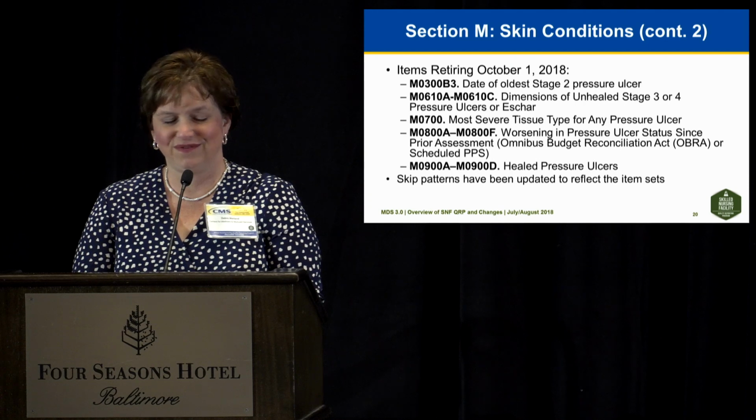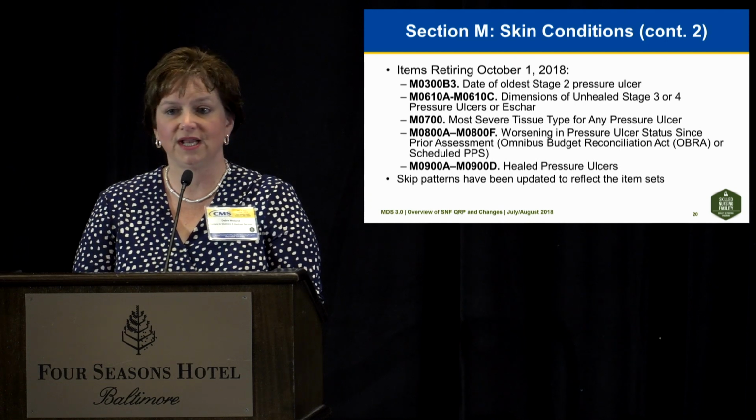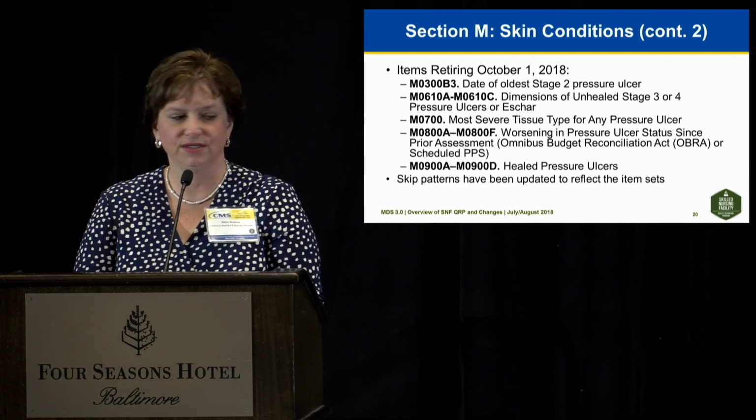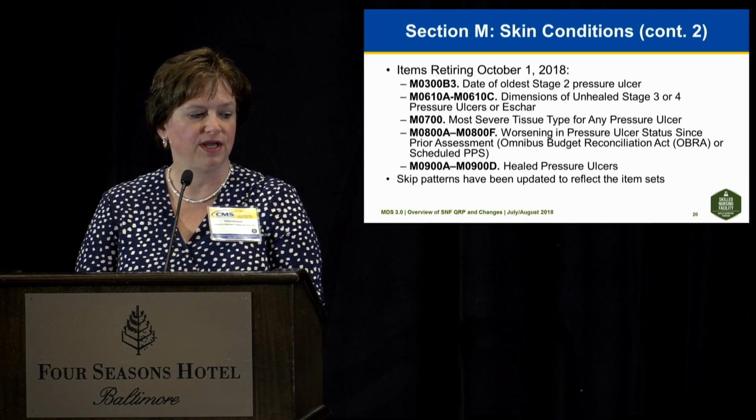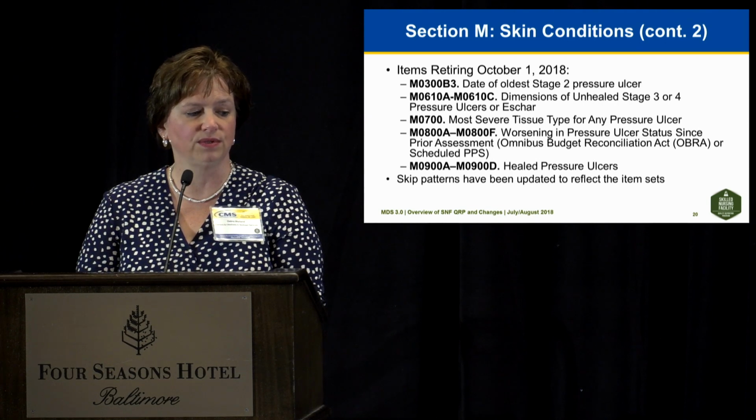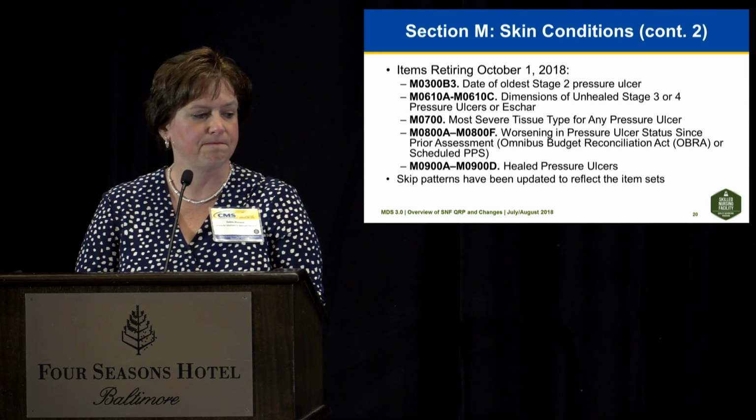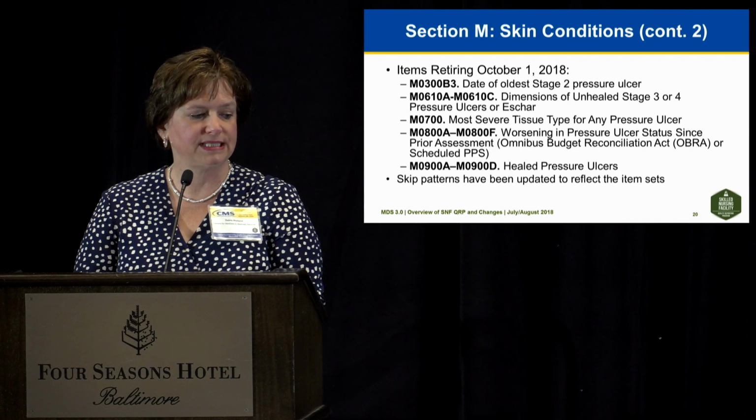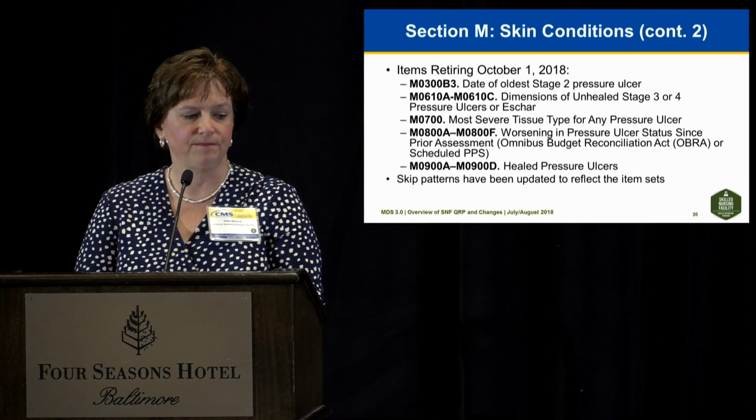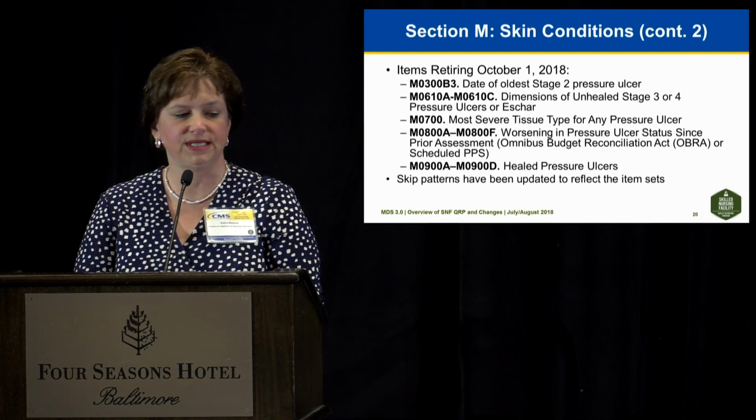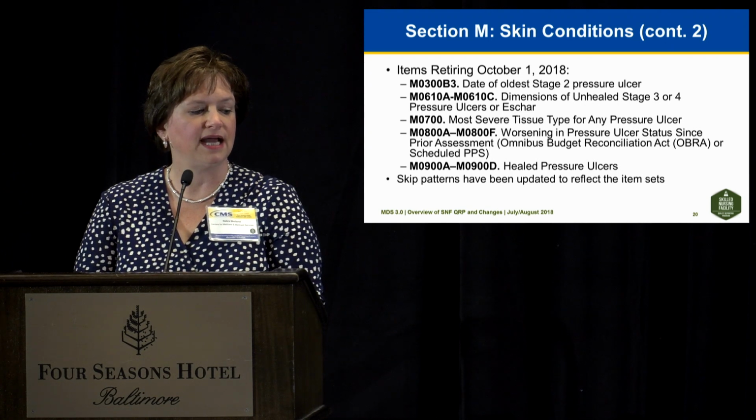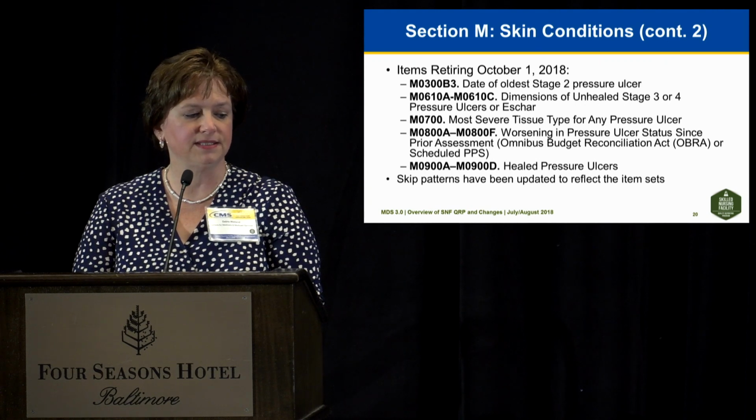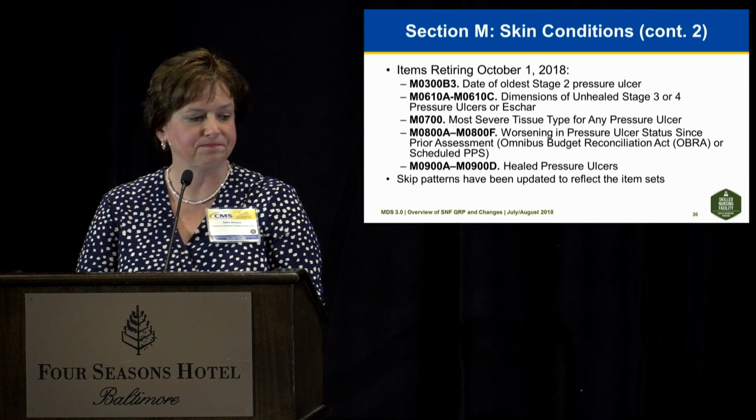Effective October 1st of this year, we have several of the section M items that are being retired. So you can see those are listed here. Item M0300B3, which is the date of the oldest stage 2 pressure ulcer. M0610A through C, which are the dimensions of the unhealed stage 3 or 4 pressure ulcer or eschar. Item M0700, which is the most severe tissue type for any pressure ulcer.